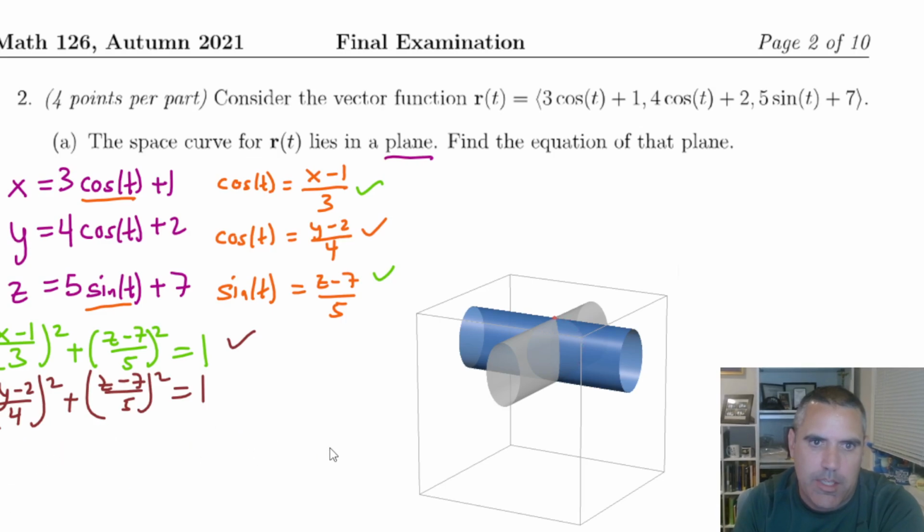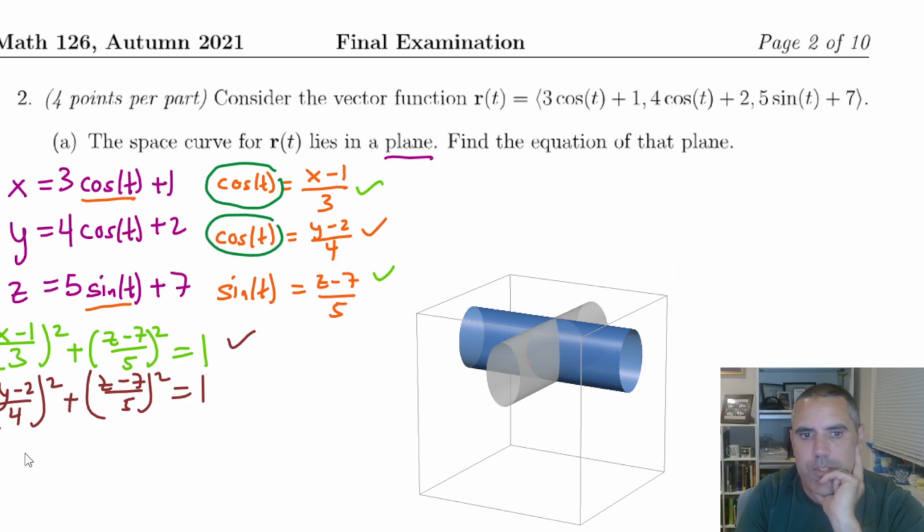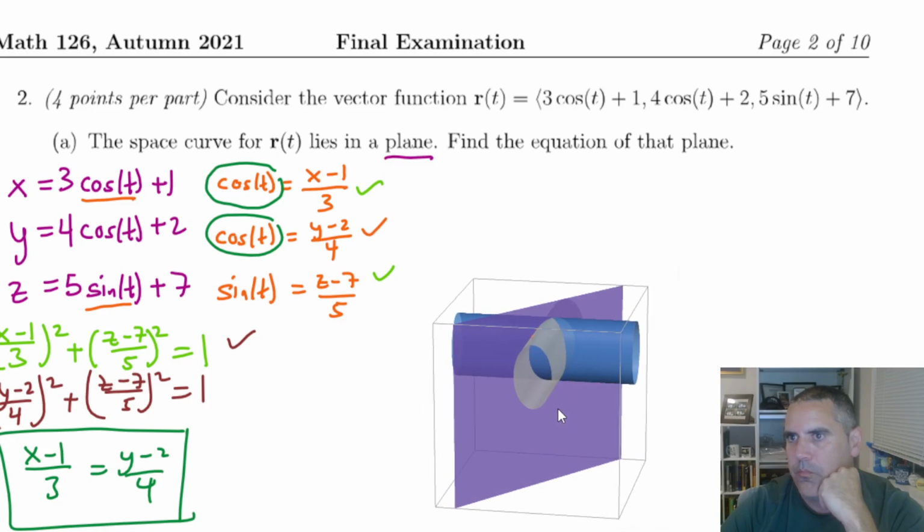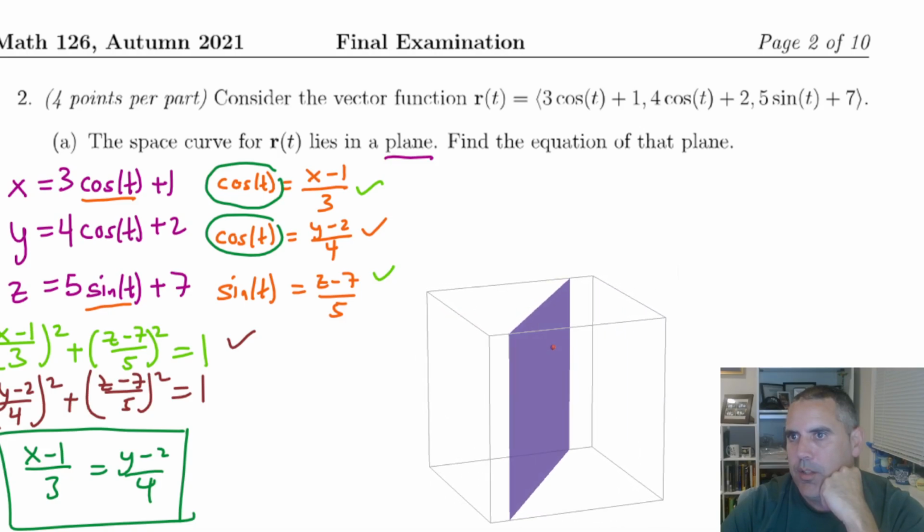So is there anything we haven't combined yet? We combined those two. We combined these two. Oh, we haven't combined x and y. And look at, they're both cosine, so they have to be the same. So the last thing we can say is that x minus 1 over 3 equals y minus 2 over 4. That is indeed a plane. You can write it as a plane. You might say, where's the z? But the z is 0. It's this plane. So the motion is on that plane.